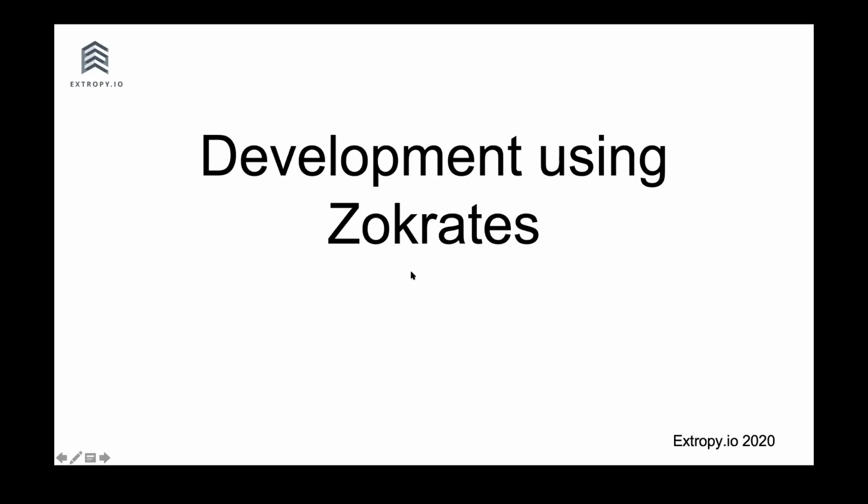Okay, so we'll finish then. I'll go through very quickly how to develop using Zokrates. There are some links there for more details about how to develop with Zokrates. They have their own website and tutorials, so please take a look at those. We've done some tutorials, including one on how to integrate Zokrates and Truffle, so please check those out.